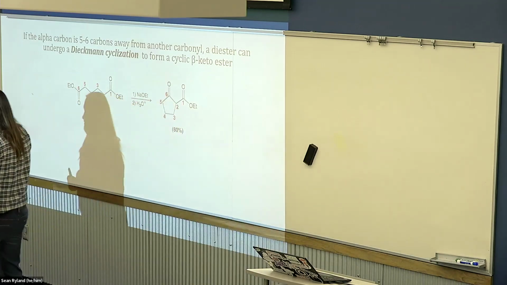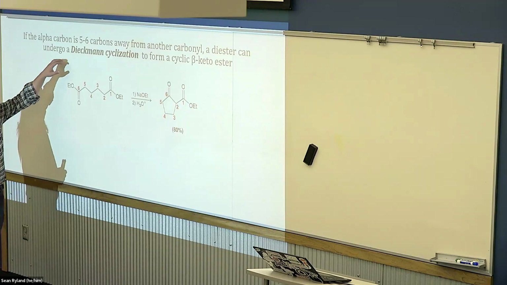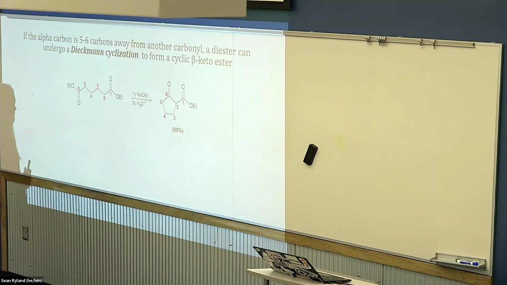If you wind up with a molecule where your alpha carbon is 5 or 6 carbons away from another carbonyl, a diester can go through a Dieckmann cyclization, make a cyclic beta keto ester. Which is exactly like it sounds, a mouthful.